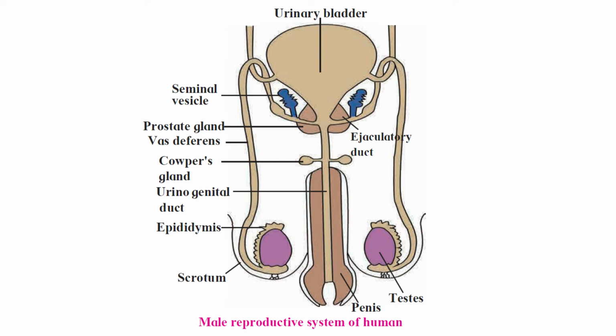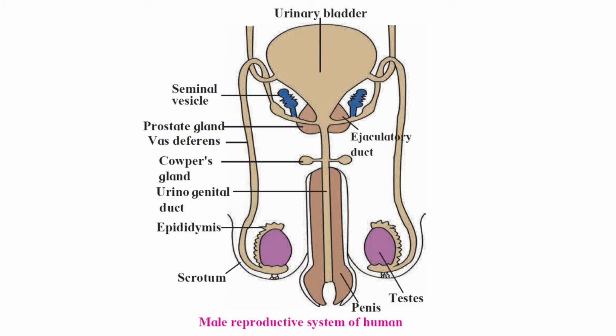Now the testes are present in a skin pouch called the scrotum, which is present outside the body. Now we know why it is present outside the body. The body temperature is 37 degrees centigrade. At this temperature, sperm is not formed. So to form sperm, the temperature must be lower, so the scrotum is present outside the body.